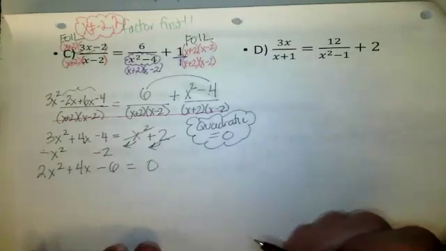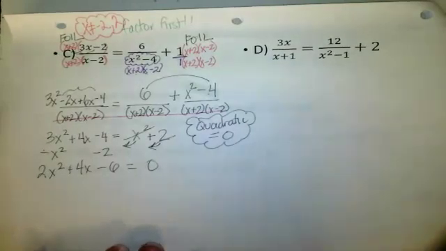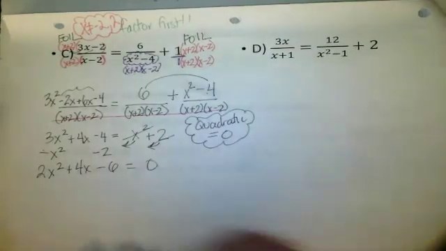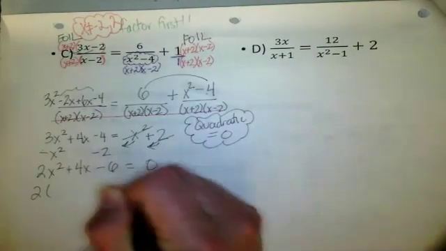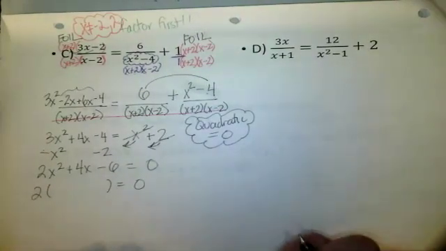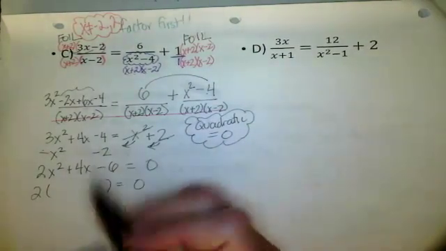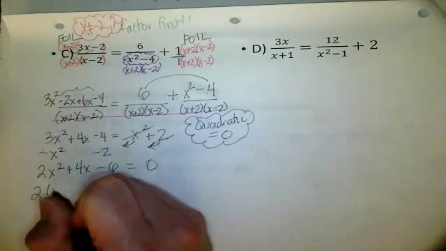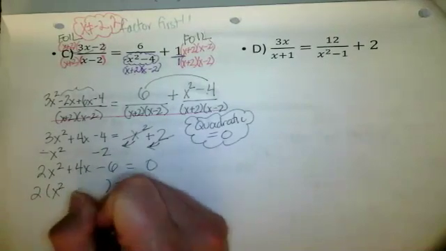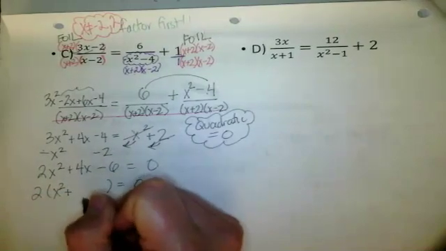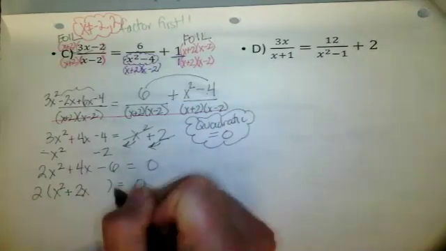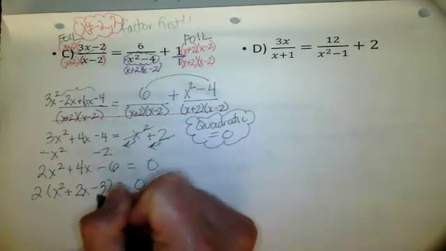We would want double bubble, but is there something in common we see here? 2. Lots of 2's here. I'm going to take out the 2 because that'll make it easier for me to factor. If I take out a 2, what's left behind? X squared plus 2x, and then minus 3. Very good.